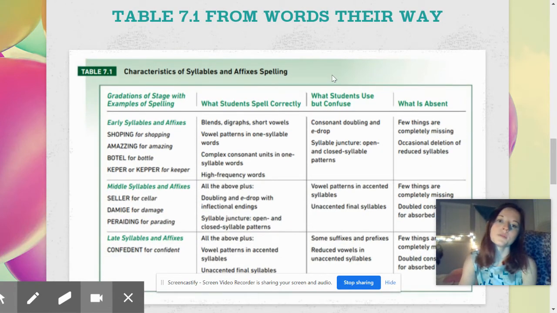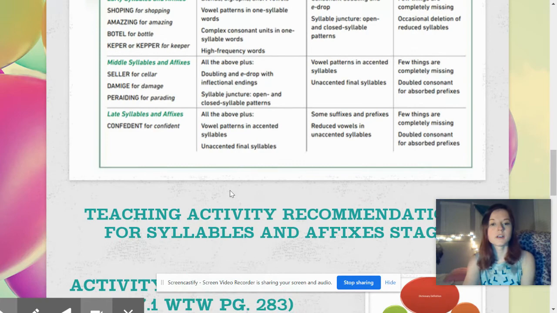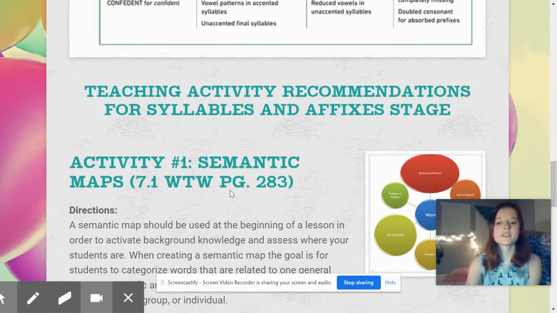This is a table from Words Their Way, Chapter 7. It accurately describes the early, middle, and late stages, going from what the students already know to what the students are confused about during this period and what is absent, so what they will be learning through the next period of this stage.